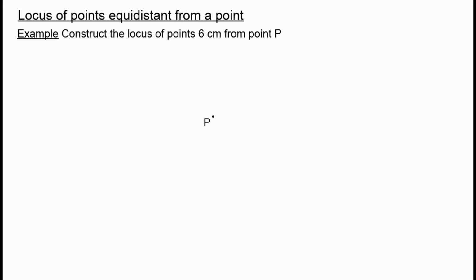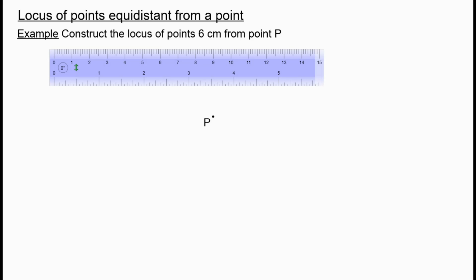To start with, the locus of points equidistant from a point is basically a circle. So if I want to construct the locus of points 6 centimeters from point P, I just need to draw a circle of radius 6 centered on P.